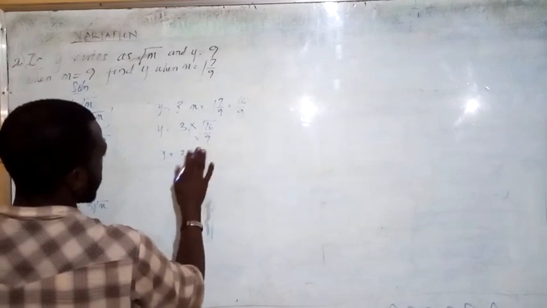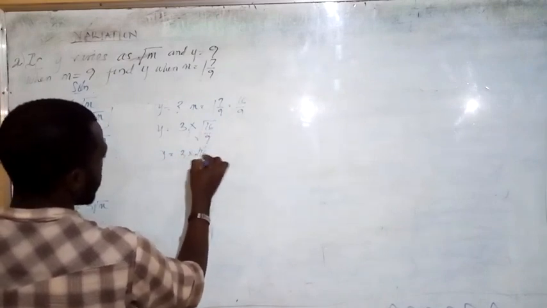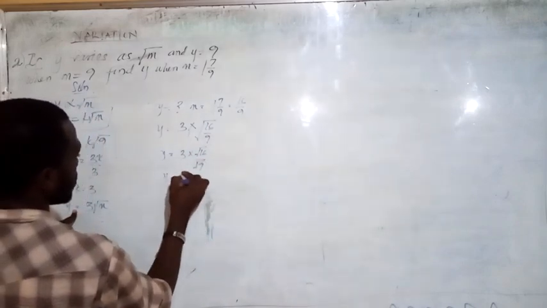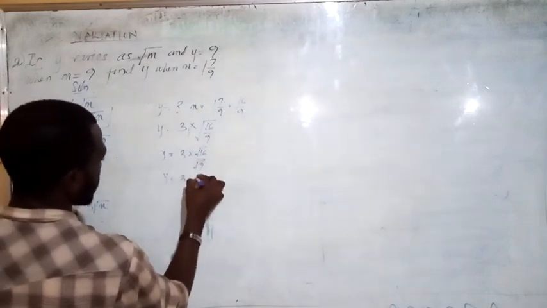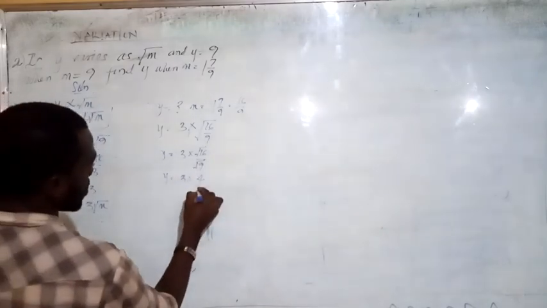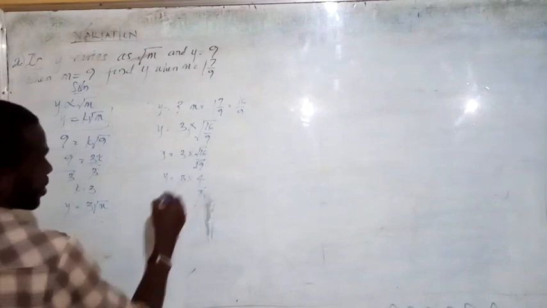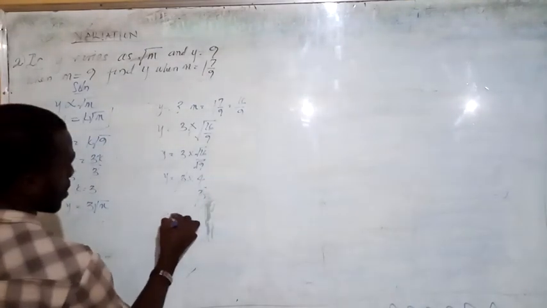So we can take the square root separately: square root of 16 over square root of 9. So y will now be equal to 3 times the square root of 16, which is 4, and square root of 9 is 3. So 3 can take care of 3, so that y will be equal to 4. And that is the final answer.